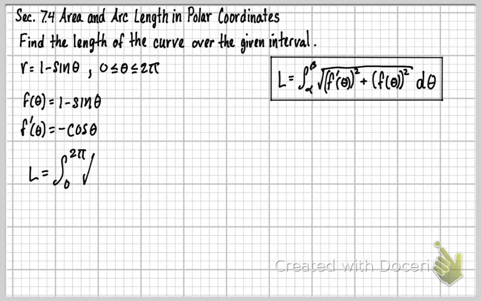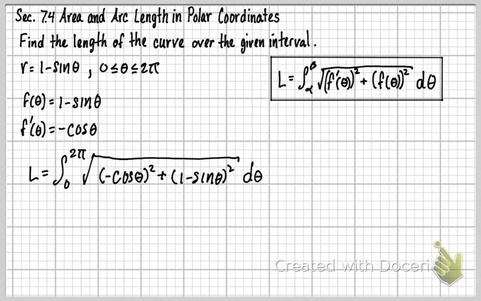So now I'm going to need f prime of theta squared. So I'm just going to plug that in here. So this is going to be negative cosine of theta, and that's squared, plus the other one, which is 1 minus sine of theta, and that's squared, and that's square rooted here, and d theta. So now, again, you will have to simplify some of these. Sometimes if you don't simplify them, if you keep them in that form, the calculator actually won't integrate it. It's weird how the calculator is sometimes. Sometimes it wants it simplified more. So just keep that in mind too if you don't get an answer.